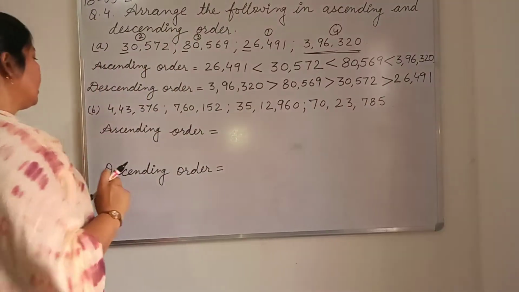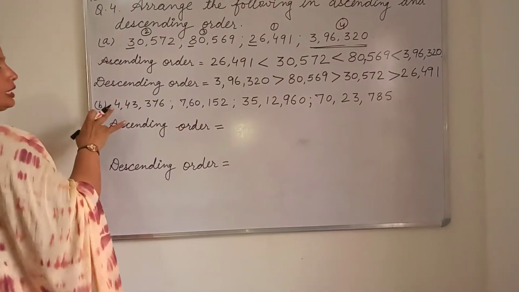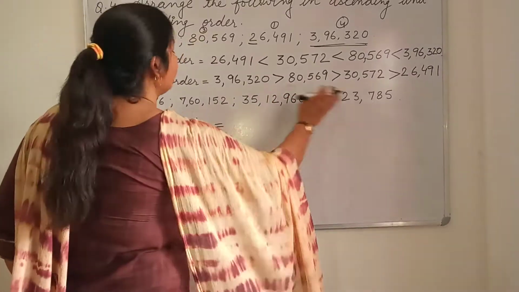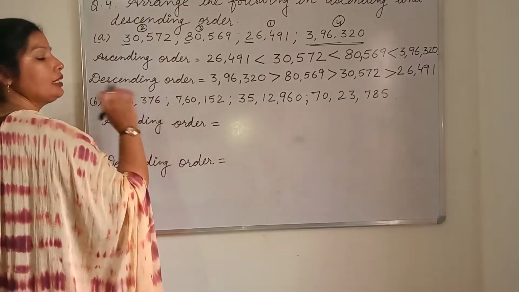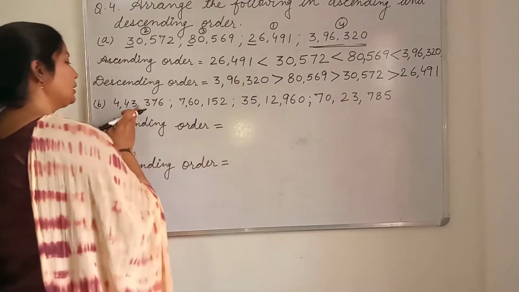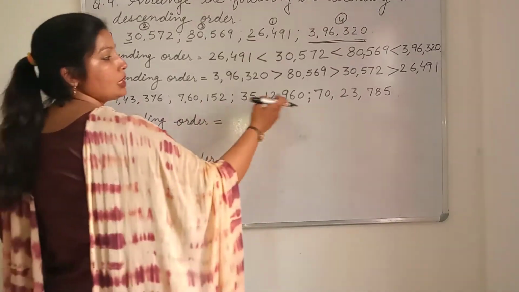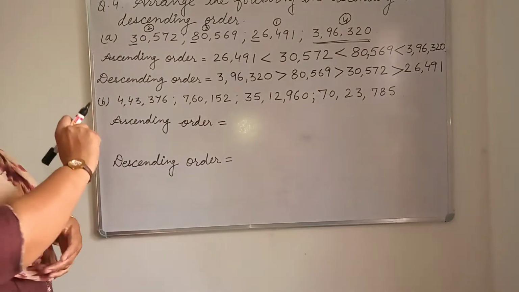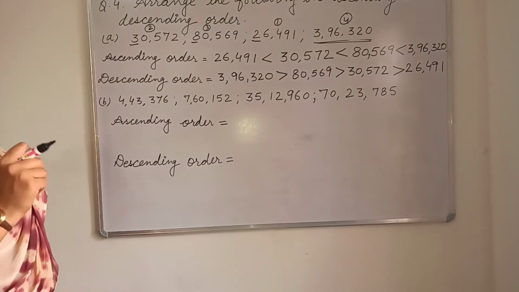Okay, now the B part. Here there are also 4 numbers. The numbers are separated by commas, which are the period separation. So first of all, for comparing, again we check the digits in each number.